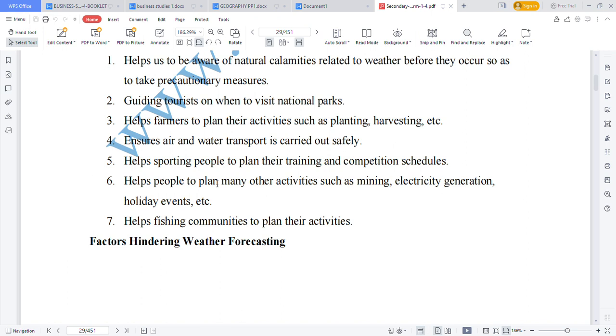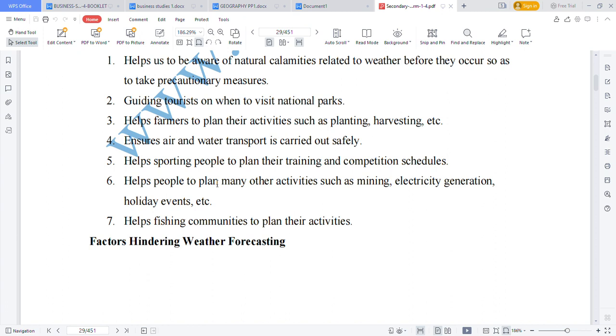Number 3, helps farmers to plan activities such as planting, harvesting, harrowing, etc. The next one, ensures air and water transport is carried out safely. Weather forecasting also helps sporting people to plan their training and competition schedules.